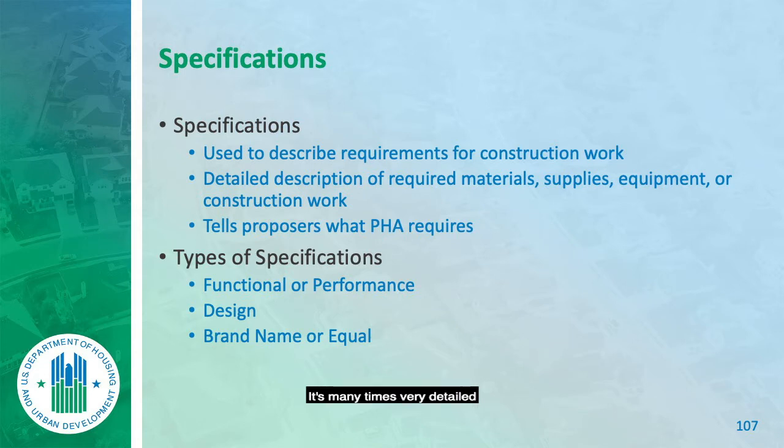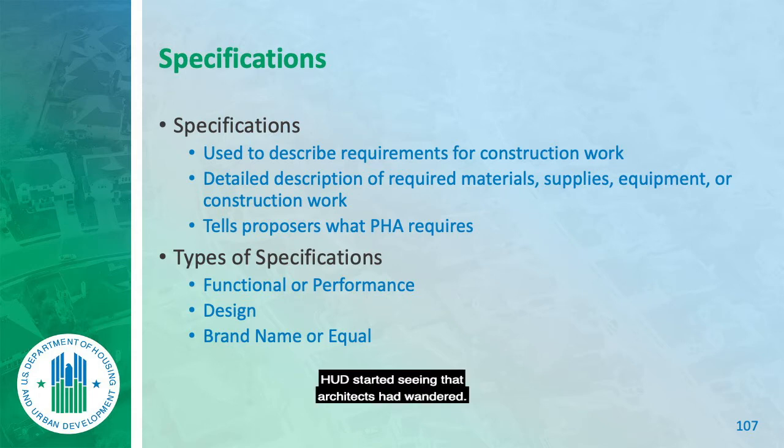It's many times very detailed and may even include descriptions about materials, which would be items with a brand name and what's added on the end of every brand name, or equal. This is where recently people have gotten into trouble. By recently, I mean 5 years. That's what I think is recent.